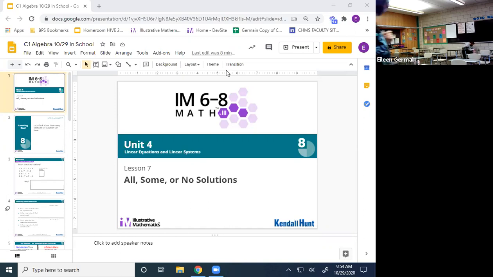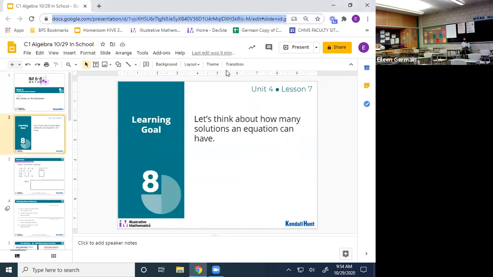So let's take a look at this warm up on slide. Well, actually, let's look at our learning goals. Our learning goals for today. Let's think about how many solutions an equation can have.